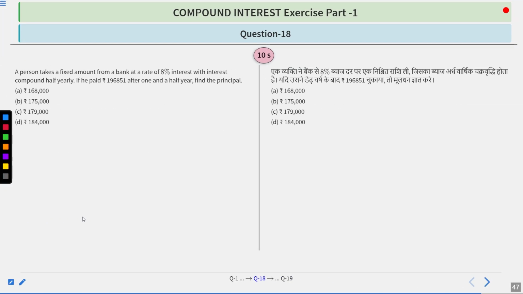Next, a person takes a fixed amount from a bank at a rate of 8% interest with interest compounded half yearly. If he paid rupees 1,96,851 after 1.5 years, find the principal. And the options are option A, 1,68,000, option B, 1,75,000, option C, 1,79,000, and option D is 1,84,000. These are the options.